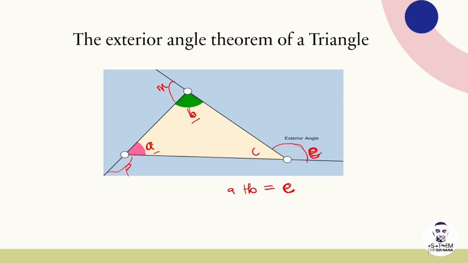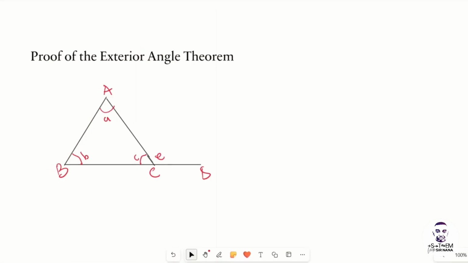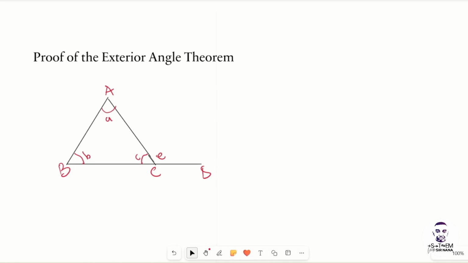Now let's look at that very quickly. We want to look at the why. So we want to prove the exterior angle theorem. Basically we know that a triangle sums up to 180 degrees, right? So for instance, if you have A plus B plus C, that should be equal to 180 degrees.